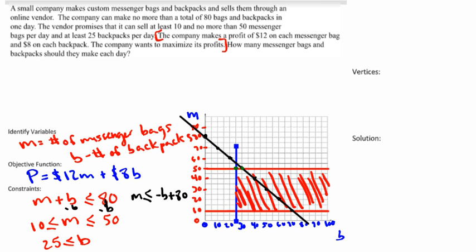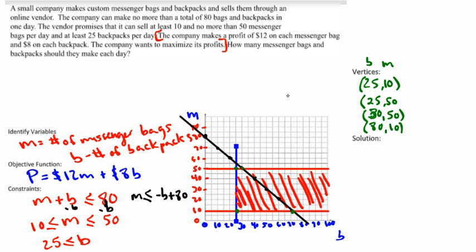There's one there, one there, one there, one there. And our goal here is to maximize profits. So we're going to list all the vertices. We've got 25, 10. And just remember that the first number is the number of backpacks, the second number is the number of messenger bags. Another option would be 25, 50. Another option would be 30 and 50. And another option would be 80 and 10.